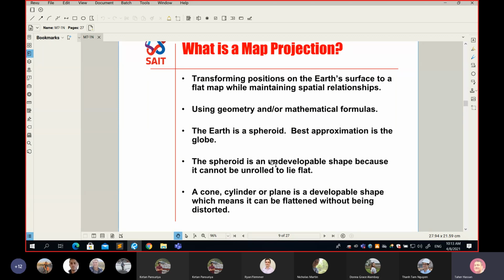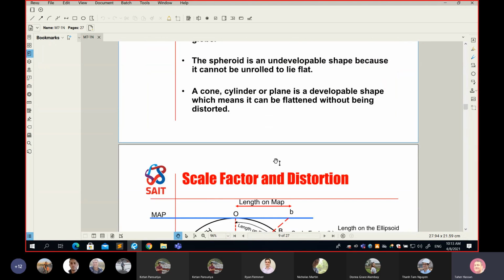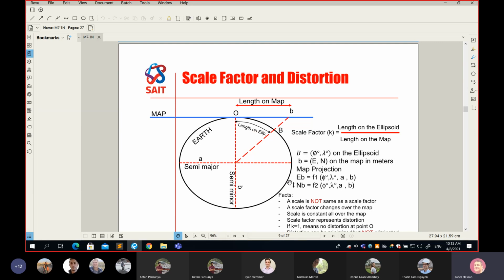Okay, so as I said, the problem comes from the fact that our earth is curved. Our earth is not really a flat sheet. Our earth is a curved surface, while our map, there is no other option.